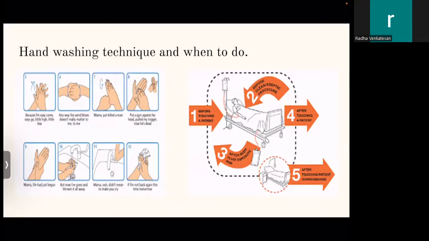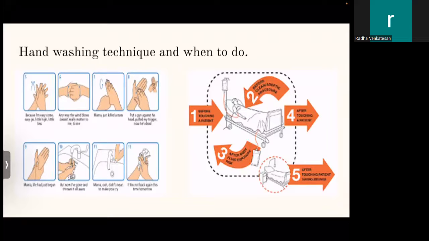The picture on the left-hand side shows the steps or methods in hand washing and how you have to wash. Everything is important: rubbing in between the fingers, rubbing your nails, the thumb area, and then just soap and water wash. You don't need a big hi-fi solution, nothing like that. What I'm telling is proven, many studies have been done globally, and this is what is practiced everywhere. It has to be done for a few seconds, not in name only.